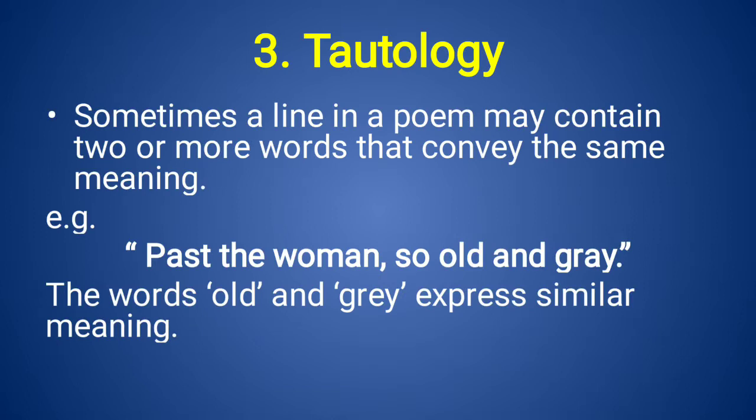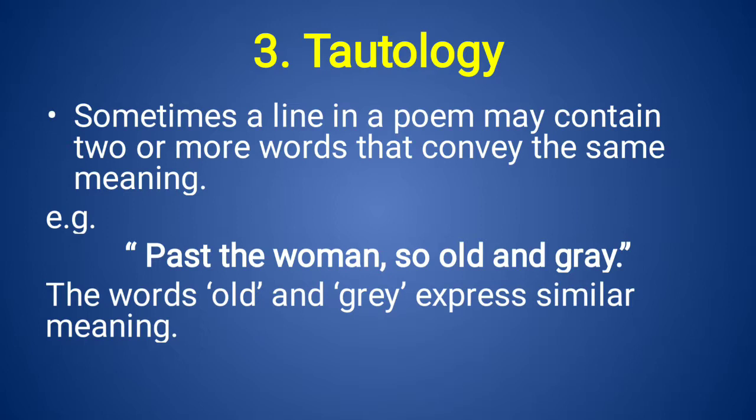Tautology is a new figure of speech for you. Sometimes a line in a poem may contain two or more words that convey the same meaning. Where there are two words whose meaning is the same, or which express the same meaning, such a figure of speech is called tautology. And here I have taken one example of tautology. Pass the woman so old and grey.